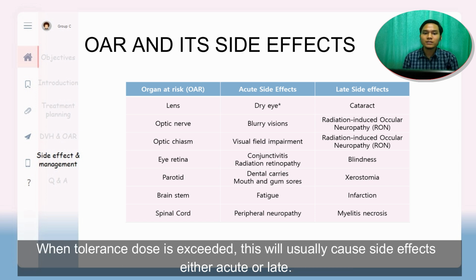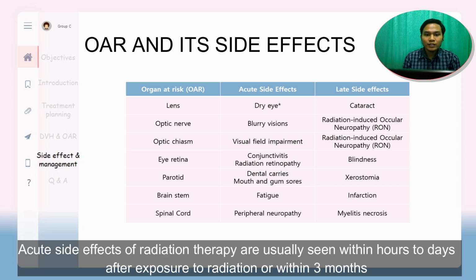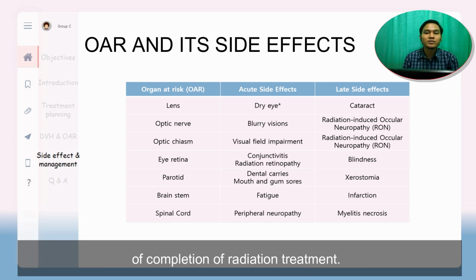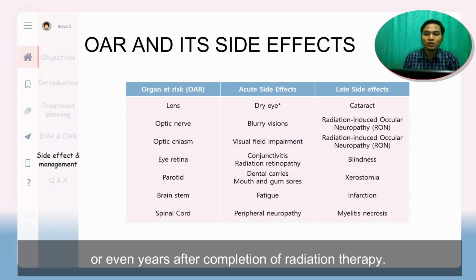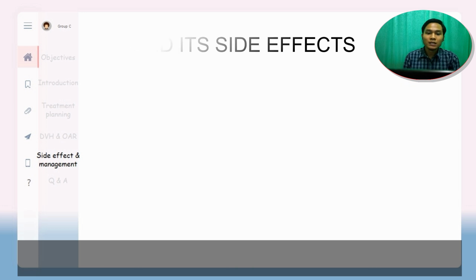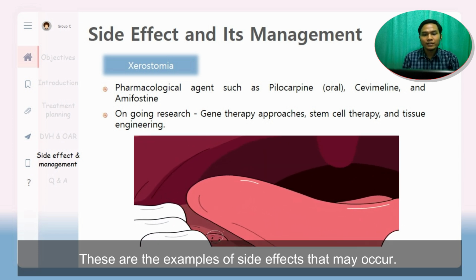When tolerance dose is exceeded, this will usually cause side effects, either acute or late. Acute side effects are usually seen within hours to days after exposure to radiation or within 3 months of completion of radiation treatment. Late side effects are usually seen after 3 months or even years after completion of radiation therapy. These are examples of side effects that may occur.